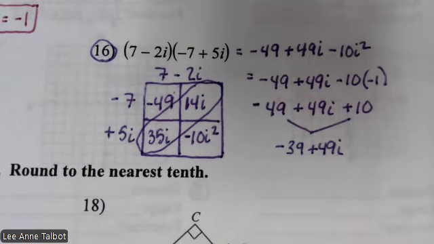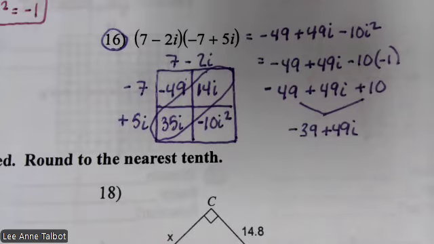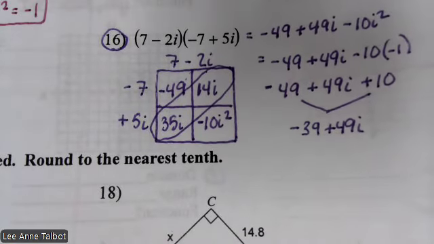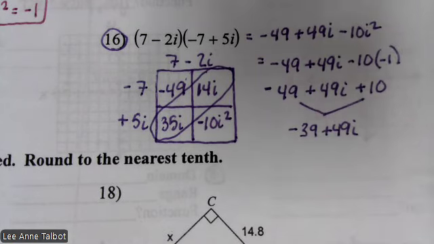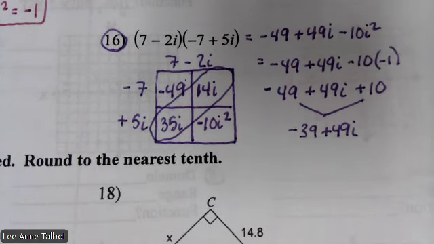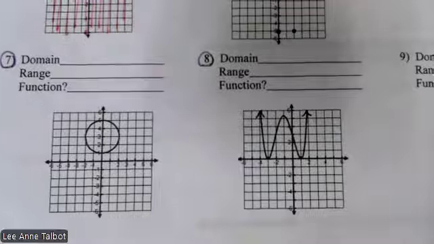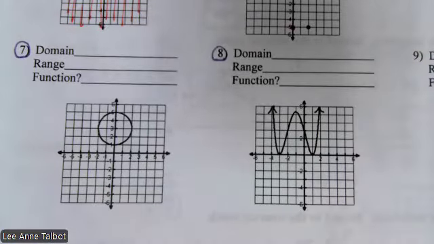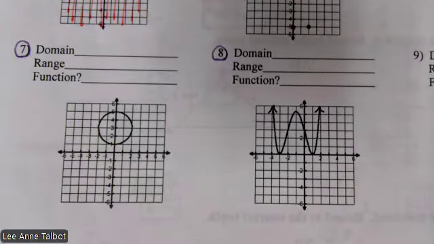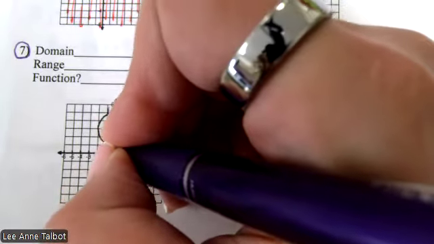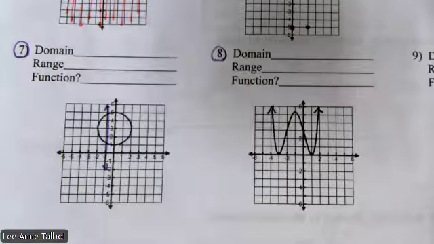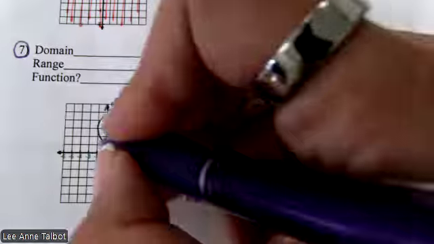Okay, when you're ready, flip to the domain and range side, please. Okay, number 7. Does it pass the vertical line test? No. If I drew a vertical line right here, wouldn't that hit the circle twice? Do you see it? Okay.